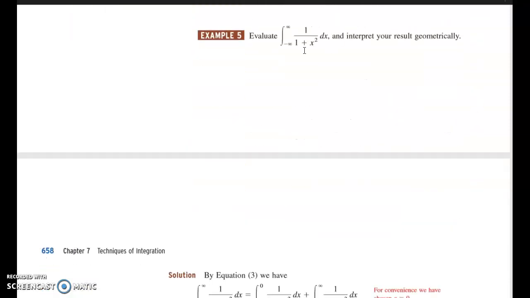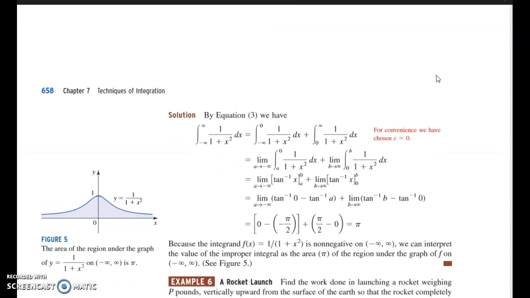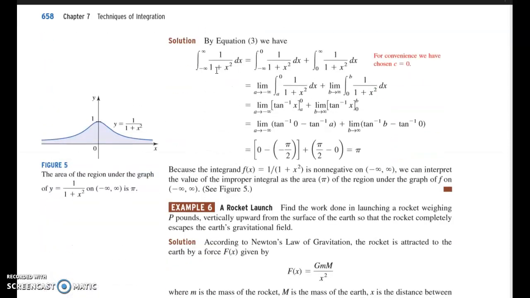So evaluate next, minus infinity to infinity 1 by 1 plus x square dx. Evaluate this and interpret your result geometrically. Look at this example. Here the limit is minus infinity to infinity. That is, infinity comes in two places, that is from first and last. So we have to split this into two.